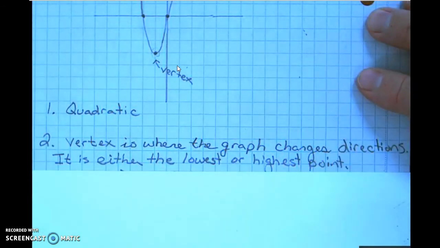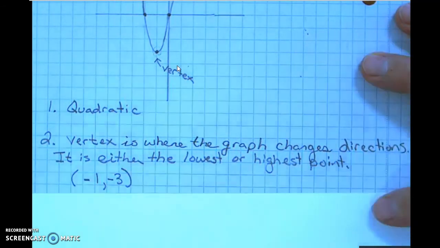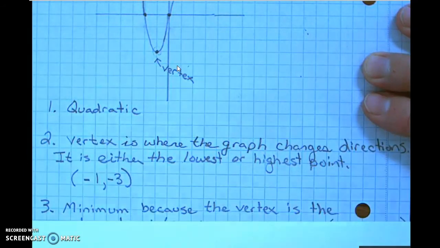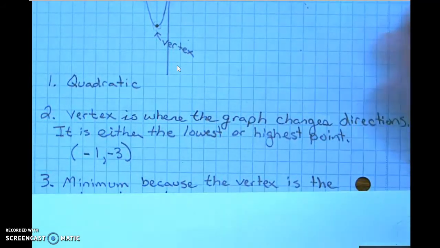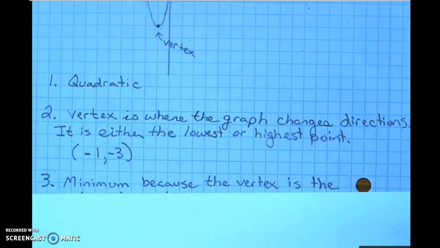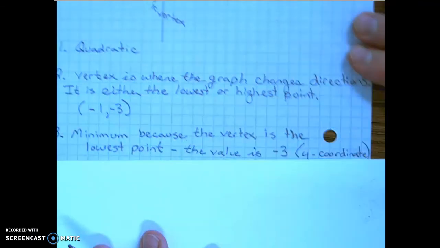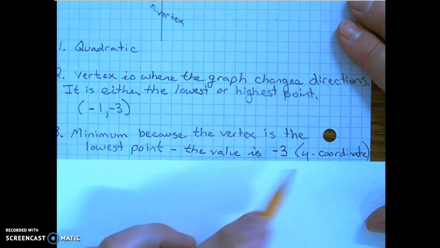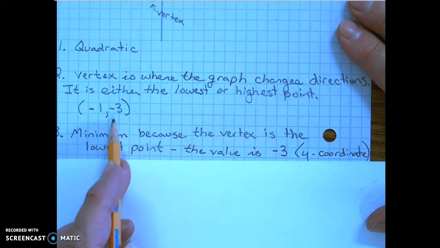Now, since it is the lowest point at (-1, -3), we're going to talk about minimum. Since it is at the lowest point, it is a minimum value, not a maximum. It's a minimum because the vertex is the lowest point. And when you talk about a minimum or maximum value, you're talking about the y-coordinate of the vertex. So in this case, the minimum value is -3.